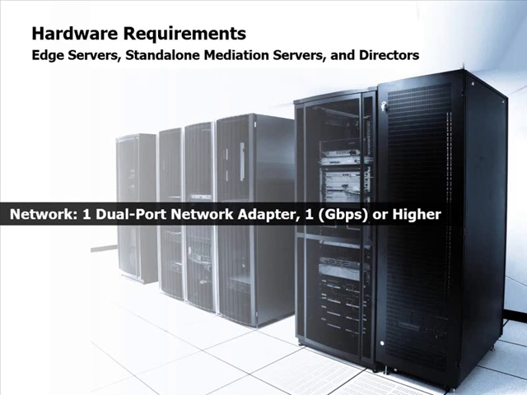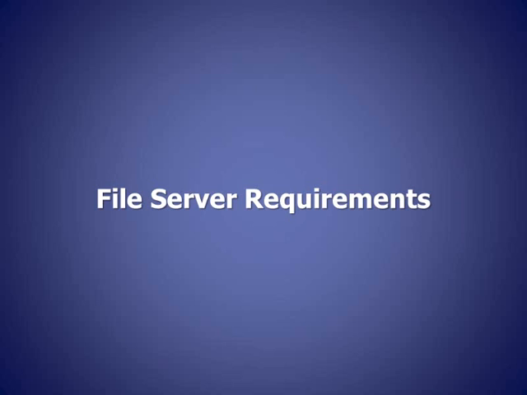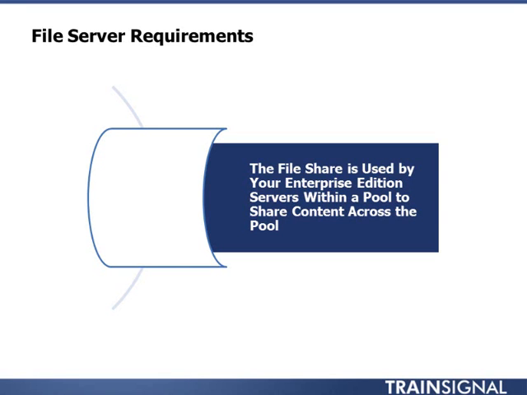And once again, for your networking, you want to have at least one dual port network adapter, 1 gigabit per second or higher. As we go through the process of defining our topology within the topology builder, for the Enterprise Edition of Microsoft Lync Server, we also have to define a file server, or more specifically a file share, on the network that's used by your servers participating within the pool. The file share is used by your Enterprise Edition servers within a pool to share content across the pool, such as application content that runs on all of the servers within the pool.